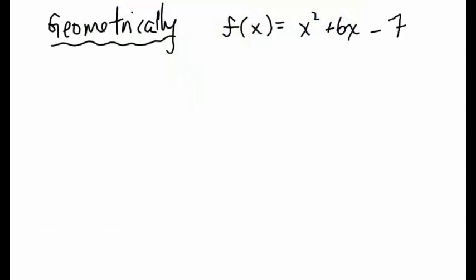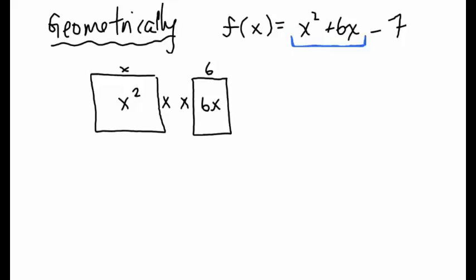I think it's worthwhile here just to pause for a moment and explain to you geometrically the process that we're going through for completing the square. Now, geometrically, we're only going to be focusing on these two pieces here, the x squared and the 6x. Let's think of the first piece, which we're going to call x squared, as a square with side lengths x and x. The second piece, which is 6 times x, we're going to think of as a rectangle with side lengths 6 and x.